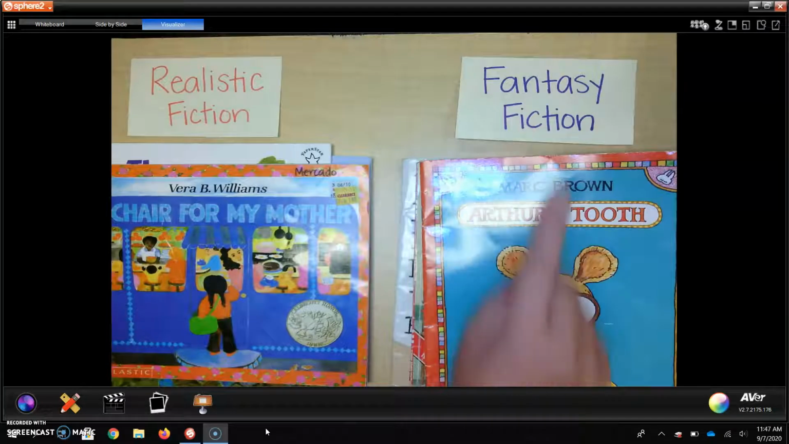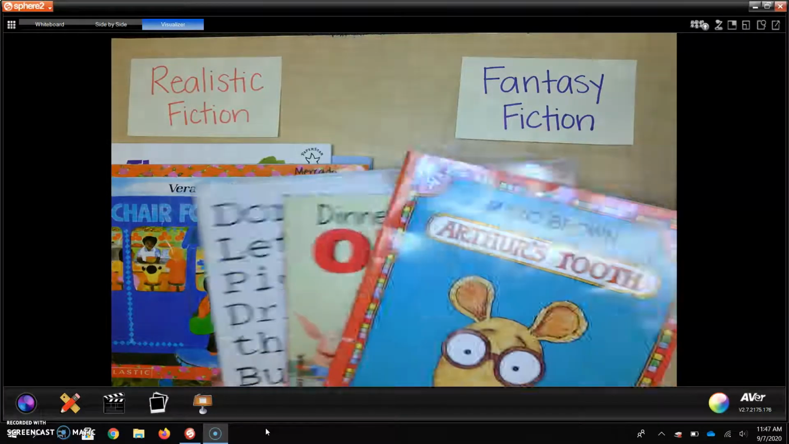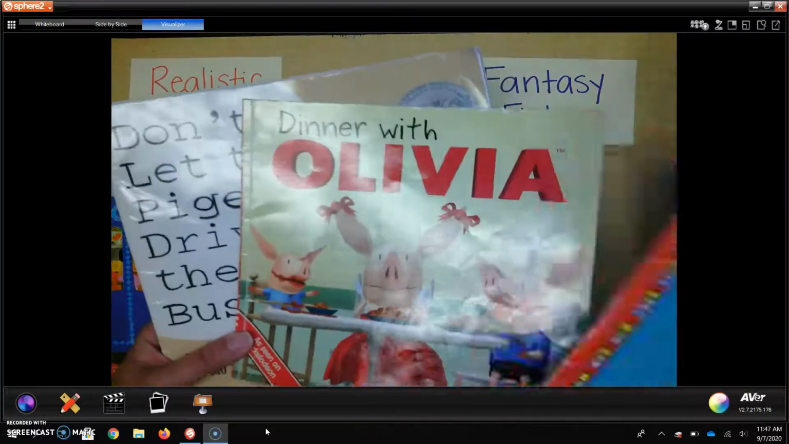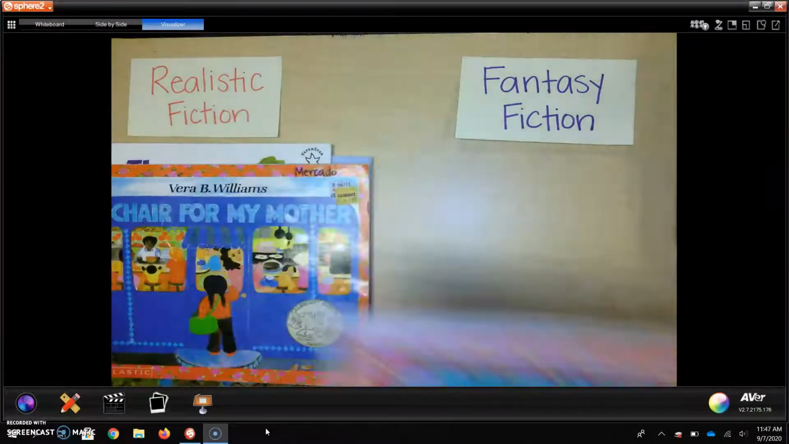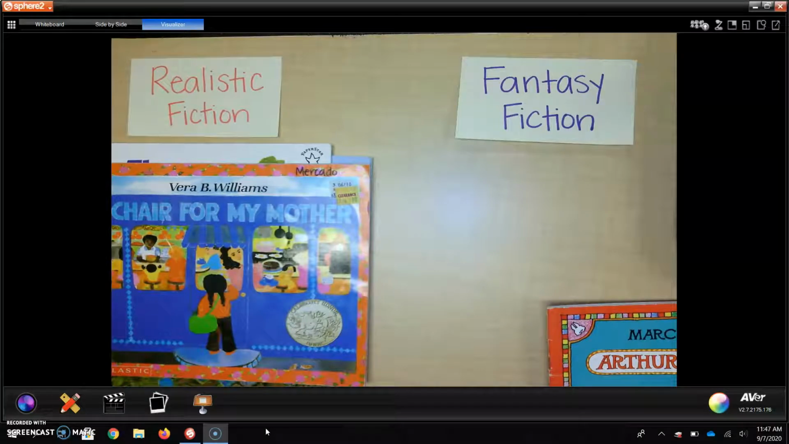Fantasy fiction are stories that are completely made up with all kinds of crazy things, like animals that wear clothes, animals that can talk, maybe places that aren't a part of our normal world. And so here were just a few examples of fantasy fiction. And realistic fiction are stories that are made up, but they could also happen in real life.